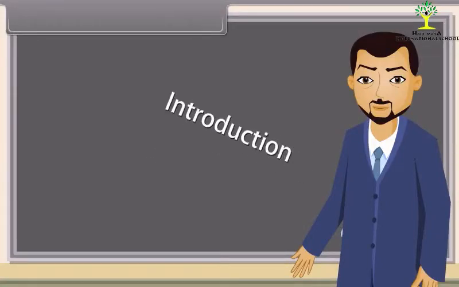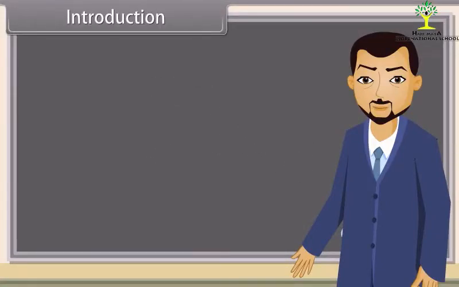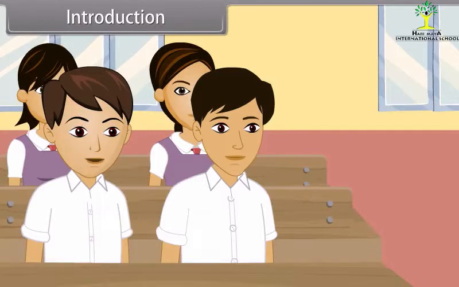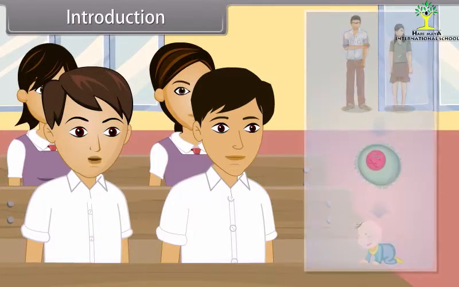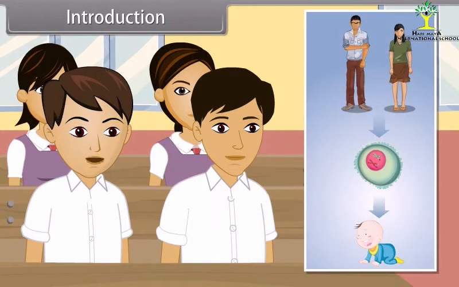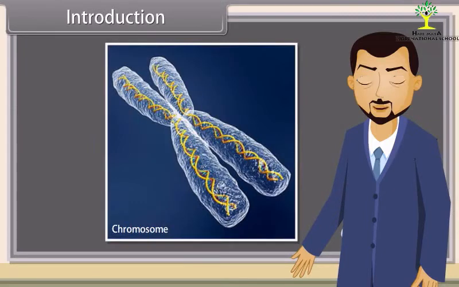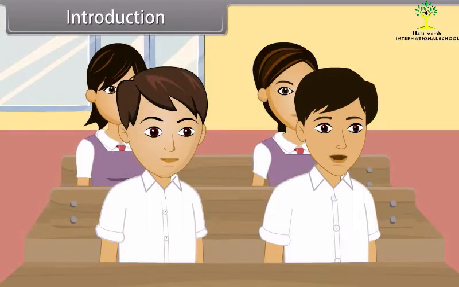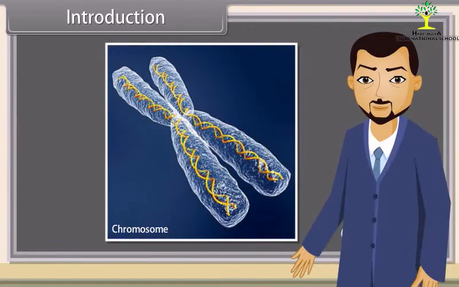Introduction. What are genes? A gene is a unit of heredity that is transferred from parents to offspring to transfer information for the expression of certain characteristics. Correct. Can you identify the structure shown in this picture? It is a chromosome. You are right. We know that genes affect the expression of certain traits. Similarly, chromosomes also affect the inheritance of a character.